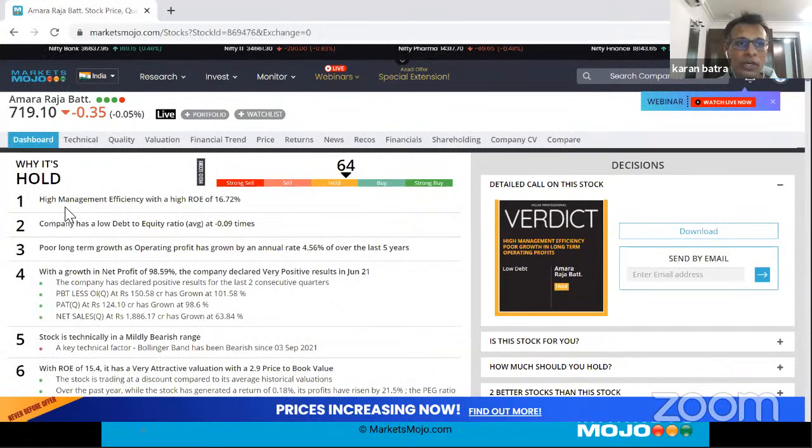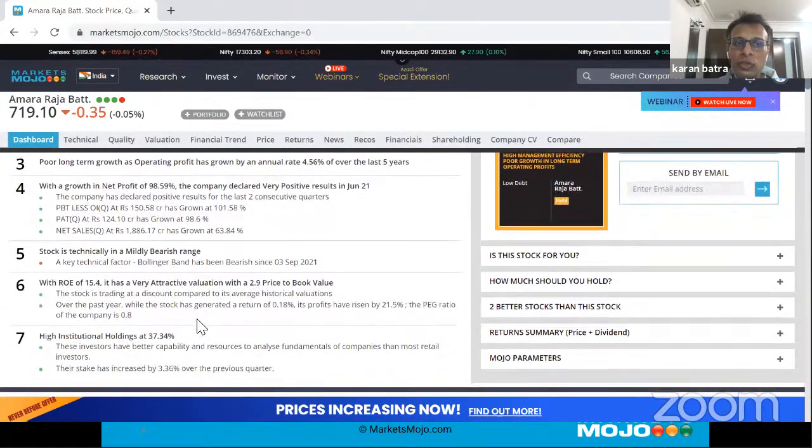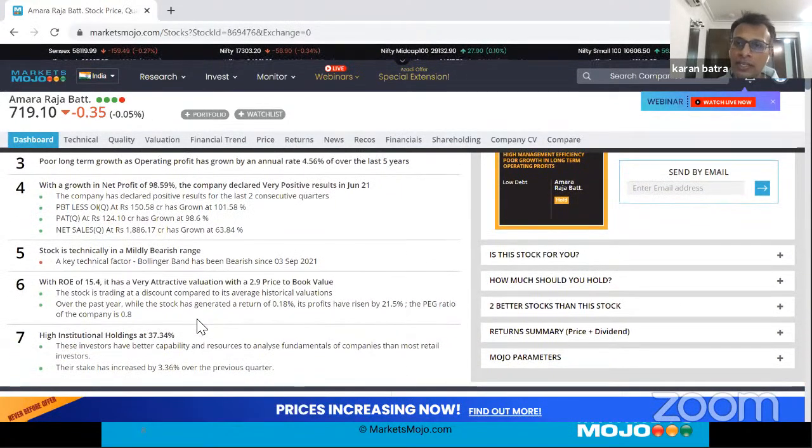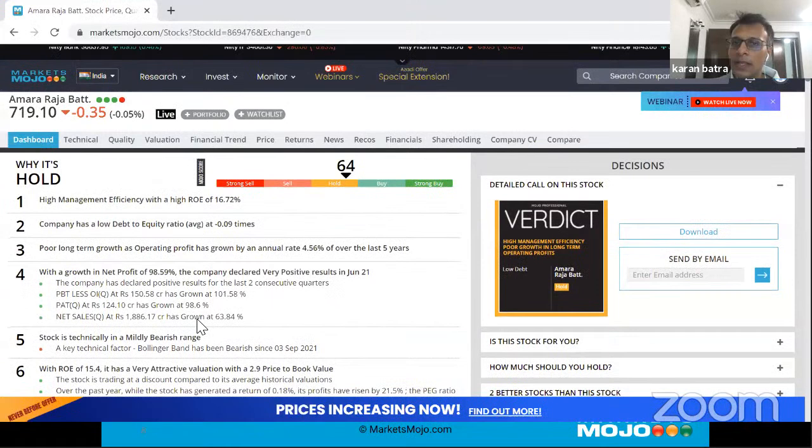Now, this stock, Amara Raja, has a few positive factors, but the technical trend currently is bearish. So there's a mix of positive and negative factors at work, some pushing it up, some pulling it down, because of which the overall call on the company is hold.